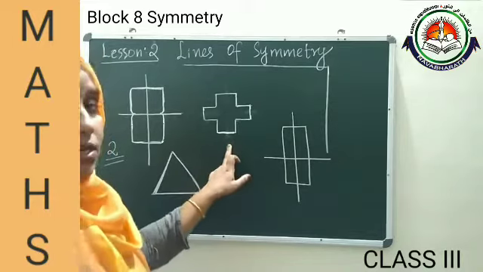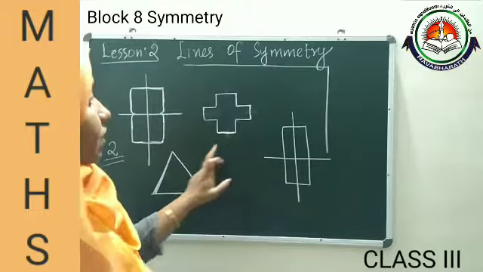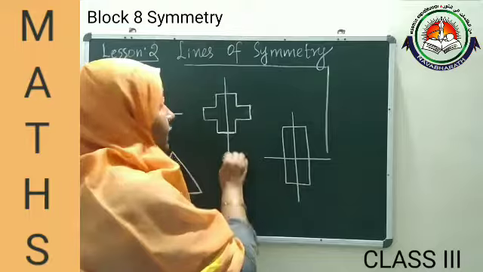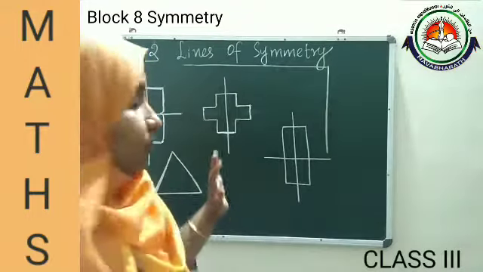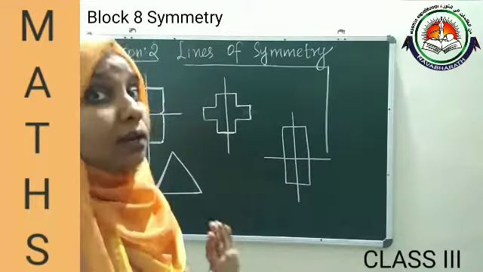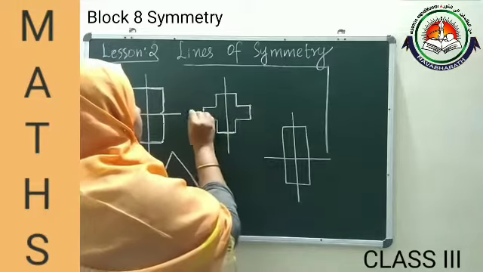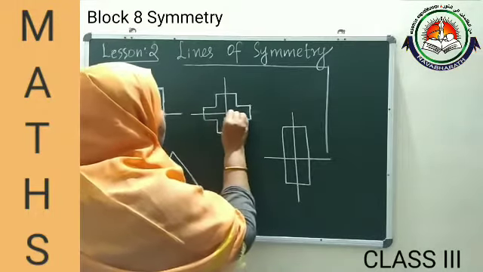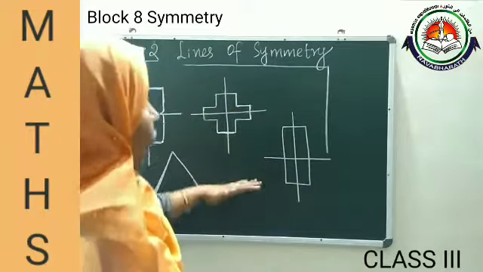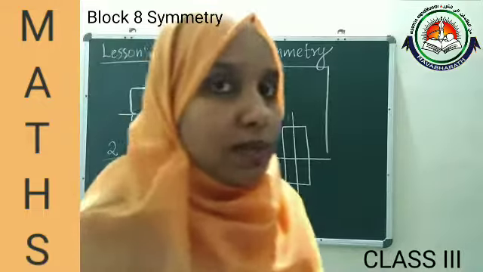Okay, next we can consider this shape. Then I'm going to cut this shape vertically like this. So I got exactly two identical halves. The next, I'm going to cut horizontally. So I got two identical halves. So we got two lines of symmetry.